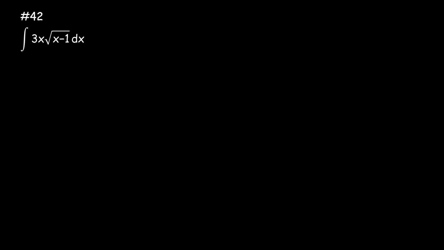Question 42, we have the integral of 3x times the square root of x minus 1. We need to let u be the one which is easily differentiable. In this case, we'll take 3x. And then dv would be square root of x minus 1. du by dx equals 3, and v would be the integral of square root of x minus 1.